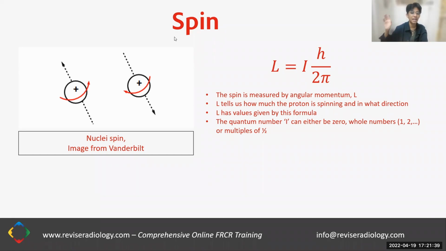So different protons can have different spins. And an example of a spin would be if I is equal to 1, then the angular momentum would be h by 2 pi. If I is equal to 1 by half, the angular momentum would be h by 4 pi, and so on. So the protons are spinning. How do we talk about the way that they're spinning? We use angular momentum to talk about that.